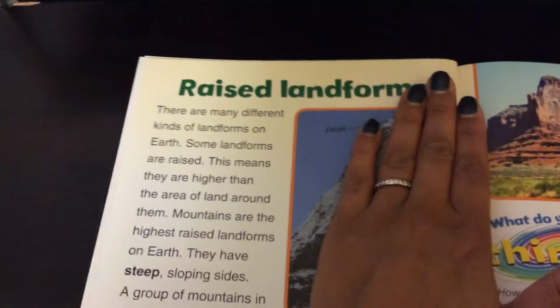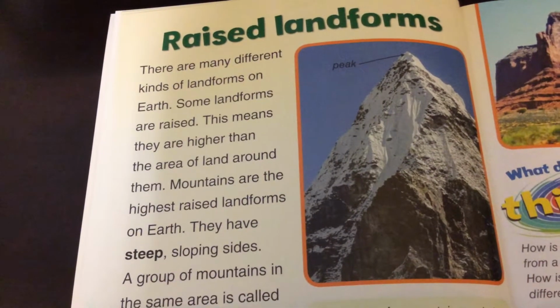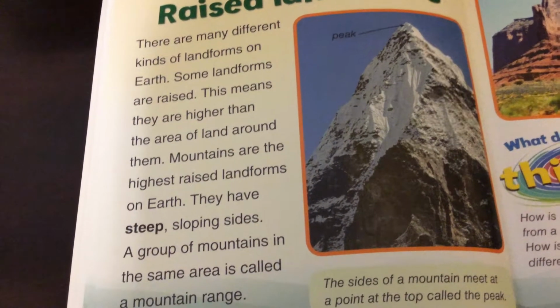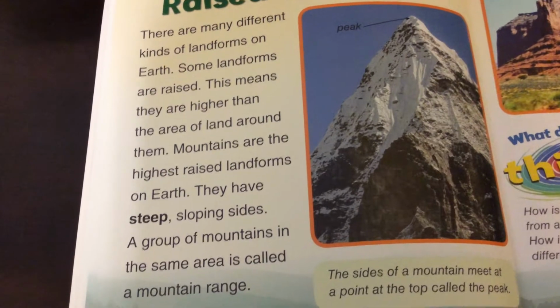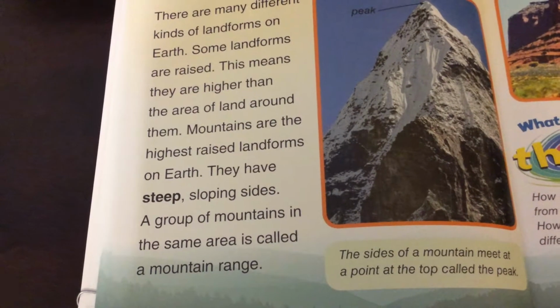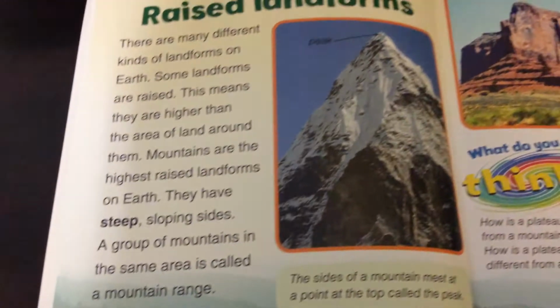Raised landforms. There are many different kinds of landforms on Earth. Some landforms are raised. This means they are higher than the area of land around them. Mountains are the highest raised landforms on Earth. They have steep, sloping sides. A group of mountains in the same area is called a mountain range.